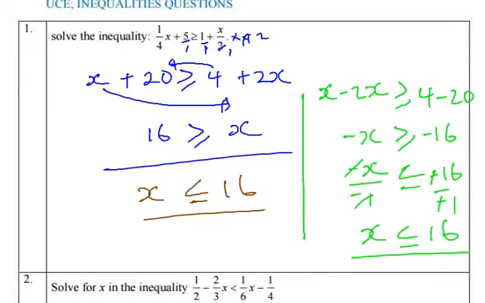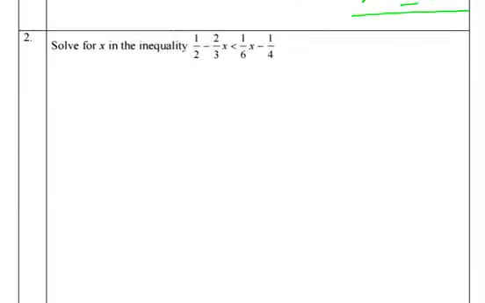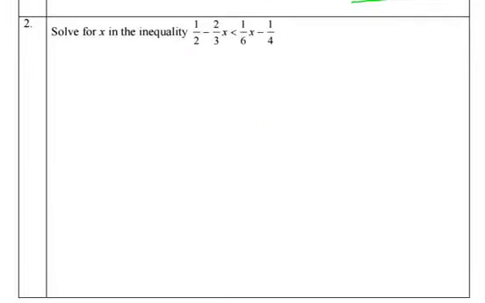So that's question 1. Question 2, solve the inequality. A half minus 2 out of 3x is less than 1 out of 6x minus 4. So still here we shall multiply through by the LCM. It helps us to handle whole parts rather than the fraction. So when I multiply by 12, let me do that.